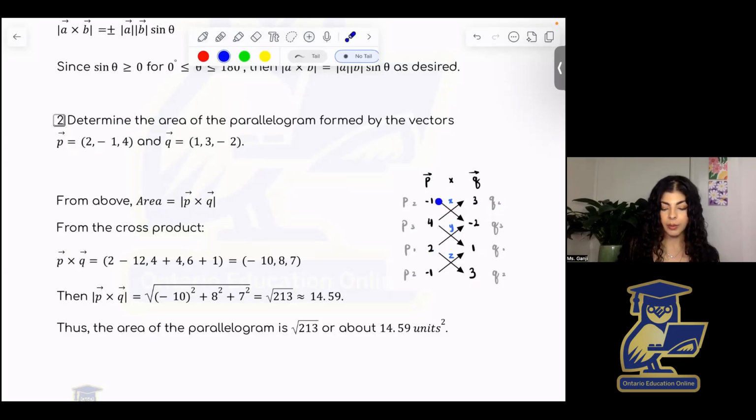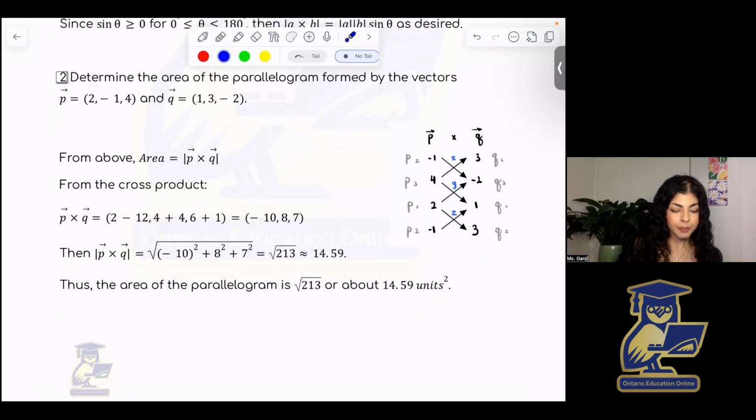So taking the cross product here, we have -2 times -1, which is just 2, take away 3 times 4, which is 12. And then 4 times 1, 4, minus 2 times -2, which is just plus 4. And then 2 times 3, 6, minus 1 times -1, or just plus 1. And this gives us (-10, 8, 7). And so we can see that the cross product here, if we take the magnitude, it's going to be the square root of -10 squared plus 8 squared plus 7 squared, which is the square root of 213, approximately 14.59.